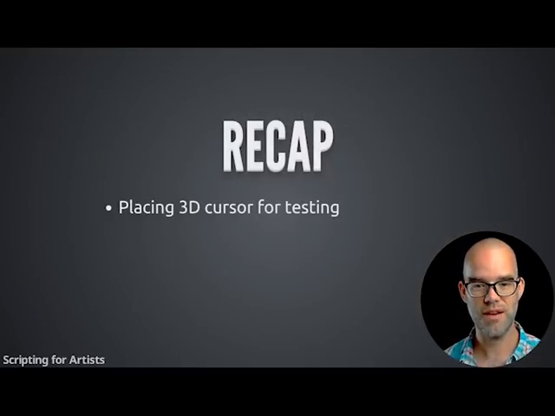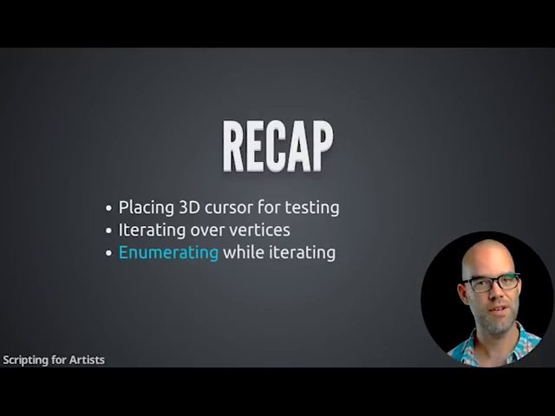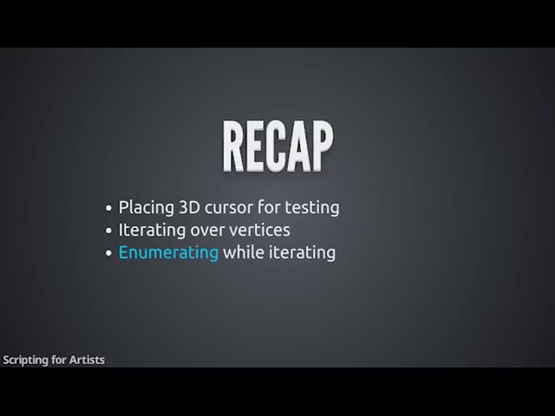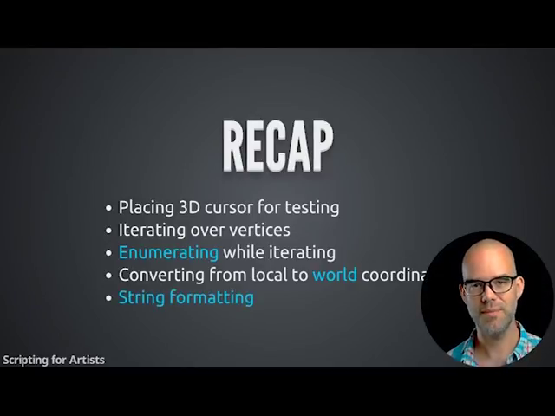To recap, we have looked at placing the 3D cursor for testing. This is one of my favorite techniques to check that 3D coordinates I'm working with are actually in the correct spot. We've looked at how to iterate over vertices in a mesh, and we've also seen how to give a number to all these vertices while we're iterating over them. We've seen how to convert from local coordinates to world coordinates. And we've even looked a little bit at string formatting. I will put links to the documentation in the video description, because the string formatting is really powerful, but it's out of scope for this video to discuss all of that now.